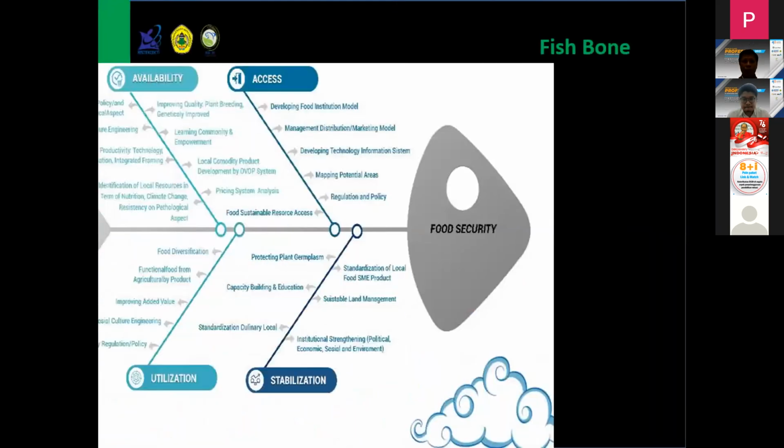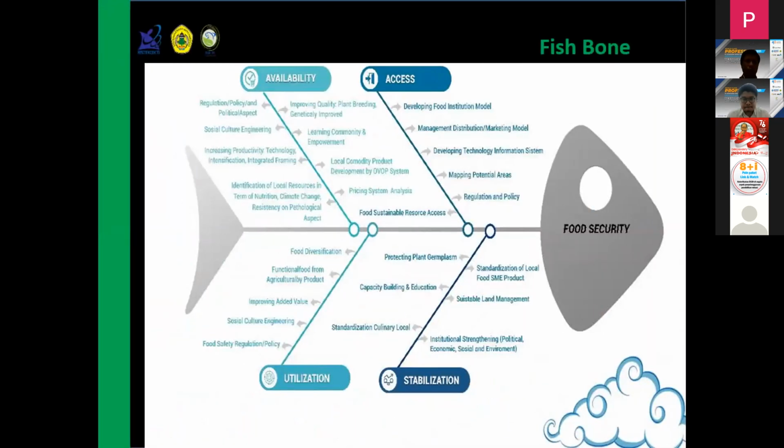This is the roadmap actually in Untirta, and the Center of Excellence for local food innovation. From 2070 until now, we have already researched, including my title, and also the roadmap of smart farming.